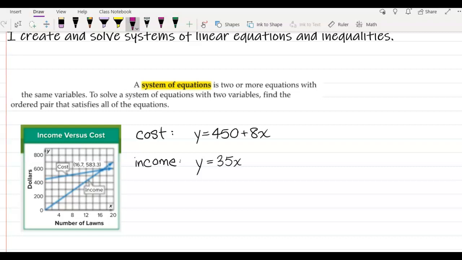visually before I break even and start making money. In other words, right here at 4 yards, the cost is greater than the income. You're losing money if you only get to mow 4 yards. But up here, once we get to about 18, notice you're making more money than it costs you, and that's where you start to make a profit.